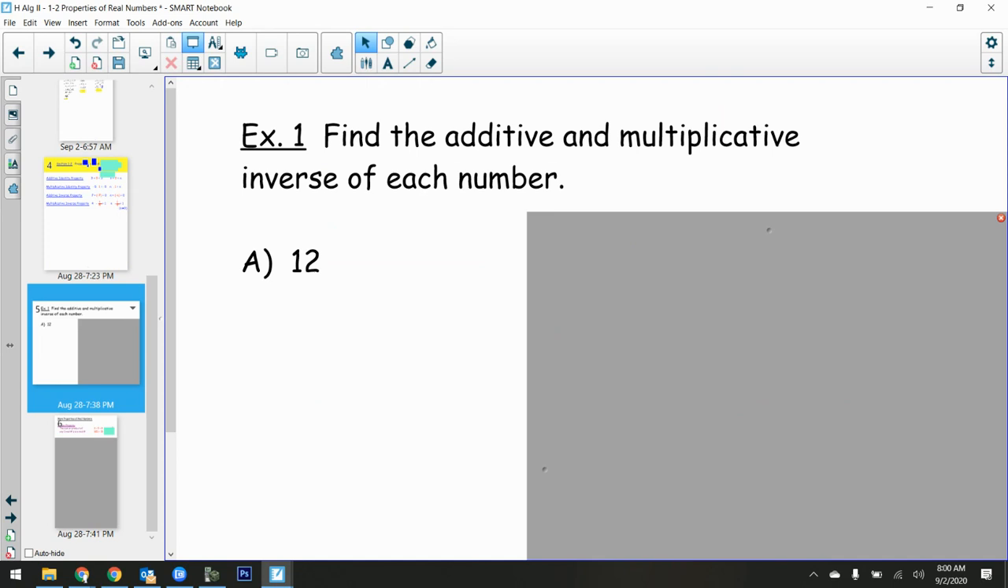Okay, let's take a look at these couple examples here. Let's find the additive and multiplicative inverse of this number. Pretty easy here. What is the additive inverse of 12? What's the additive inverse?